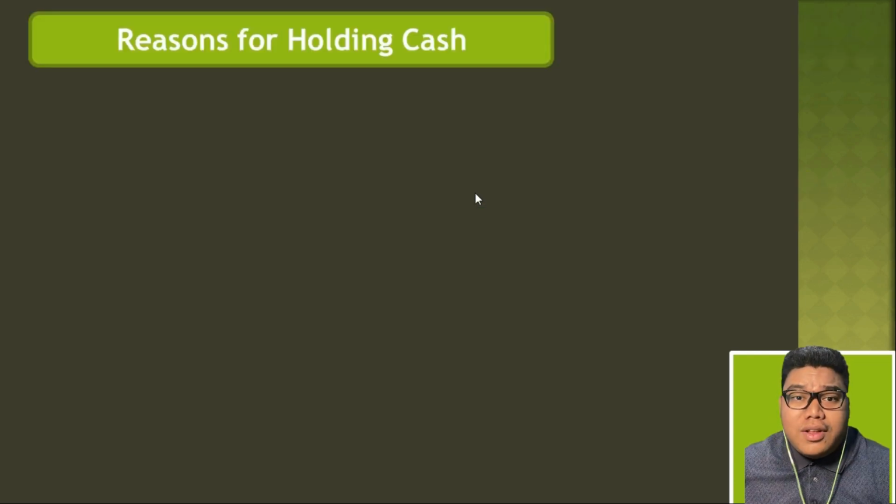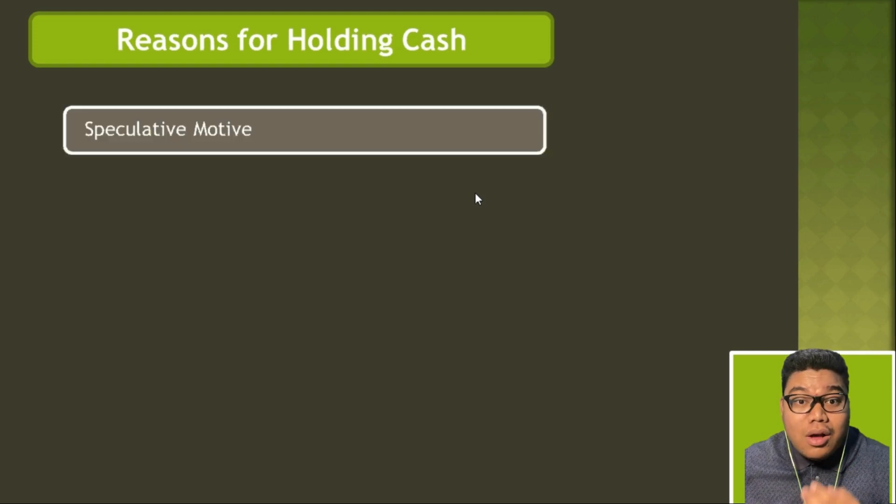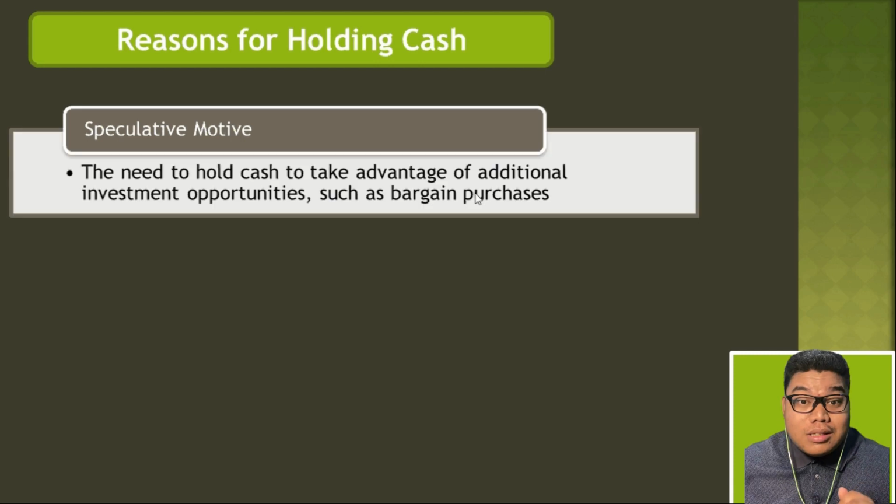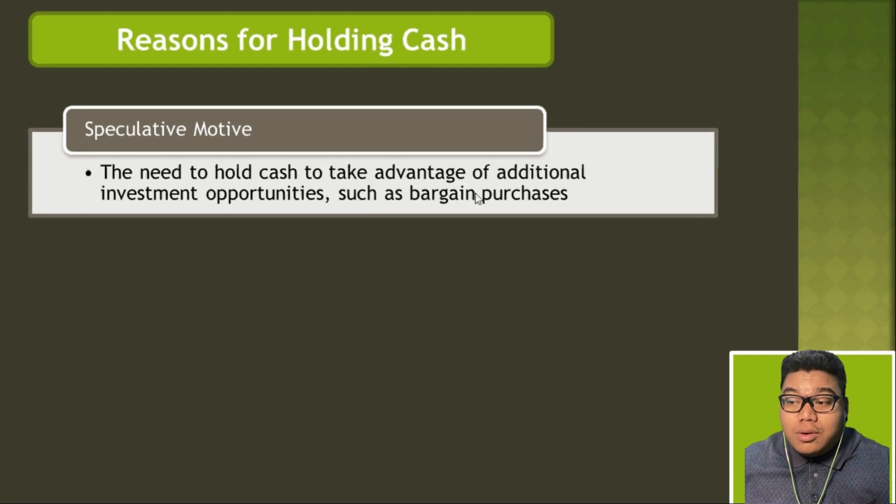We have different reasons for holding cash or resources within the entity. The first one is the speculative motive. We might encounter something that is productive in the long run, so we need to have cash available whenever those opportunities arise. That is one motive for holding cash.